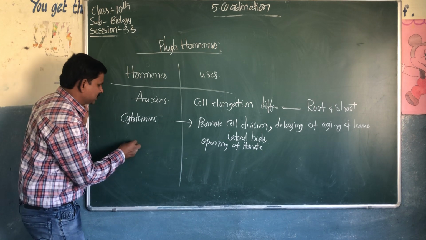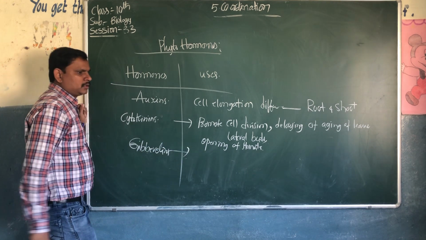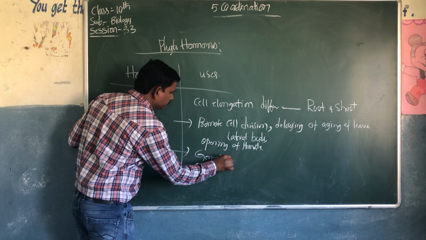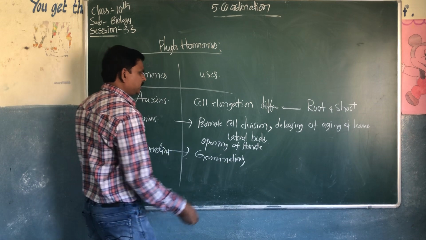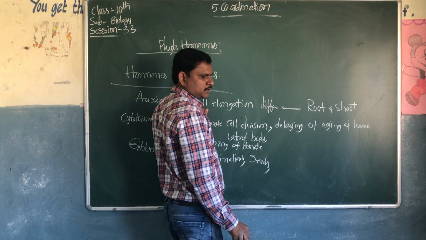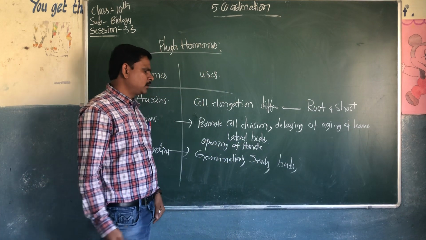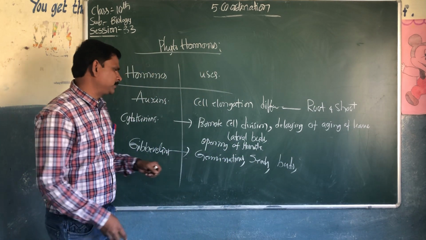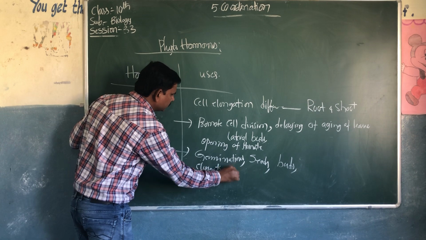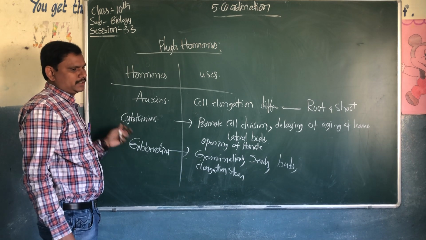Next one is gibberellins. This gibberellin is useful for the germination of seeds and sprouted buds, and elongation of stems. Stem size is going to increase due to this gibberellin.